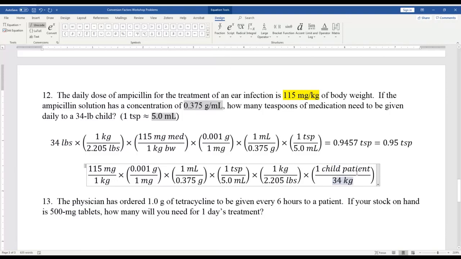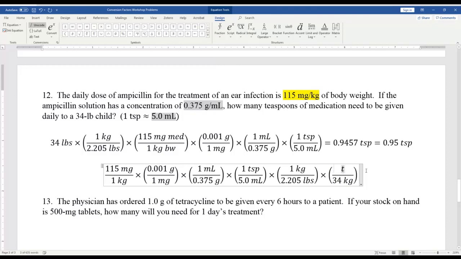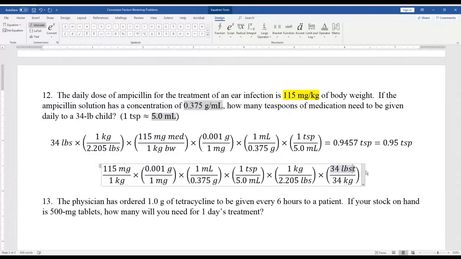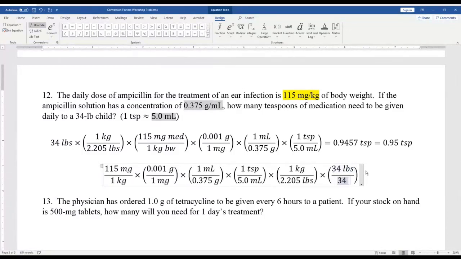Oh, no, 34. Oh, whoops, my bad. It's 34 pounds, and that goes on top. Sorry, 34 pounds is equal to one child patient.